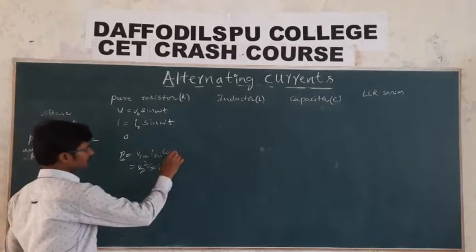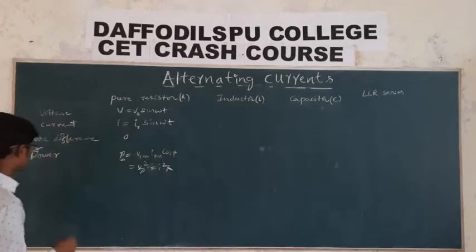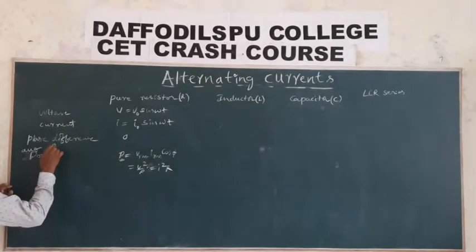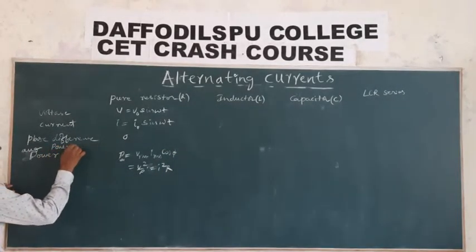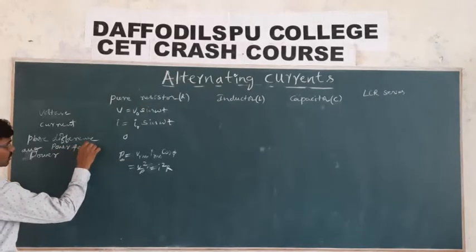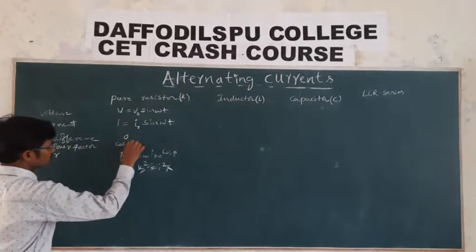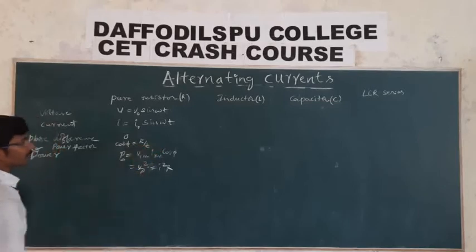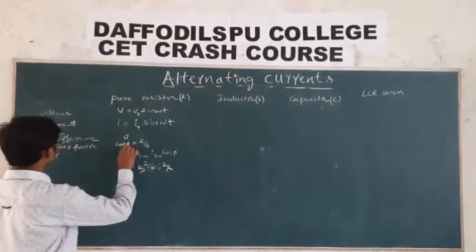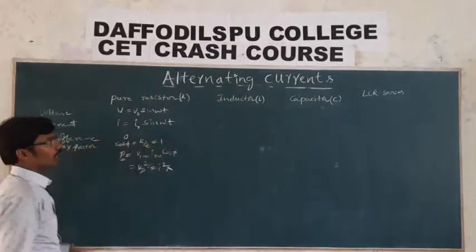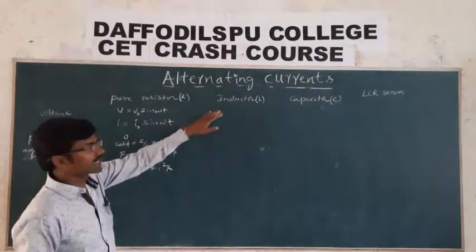Remember, here cos phi is called the power factor. Cos phi is equal to R by Z. So here, phi equal to 0 means cos phi is 1. Similarly, let us write here the inductor.